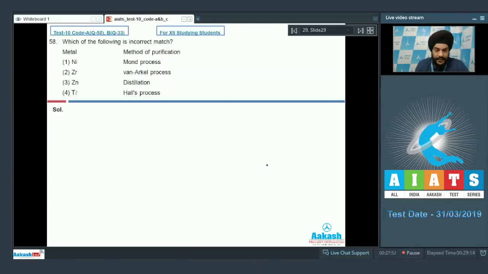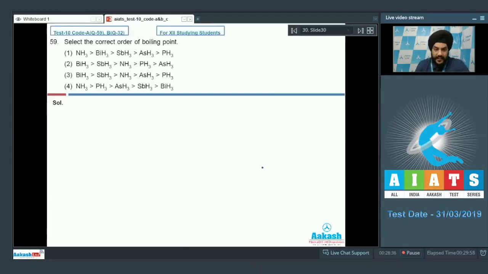Question number 58. Which of the following is the correct match? We have been given metals and the method of purification used for them. Nickel is purified by Mond's process. This is correct, students. Zirconium is purified using the Van Arkel method. This is also correct. Zinc can be distilled as it has a low boiling point. Tin is not purified using Hall's process. It is aluminium which is refined using Hall's process. Students, for this question, we have to select the incorrect match, so we select the fourth option. Let us look at the next question now.